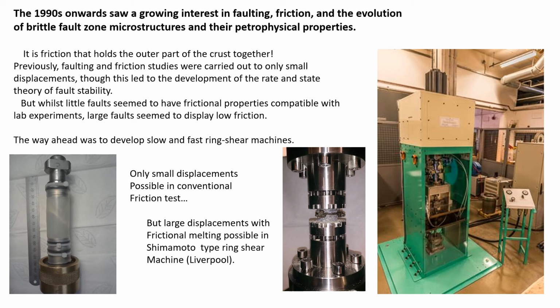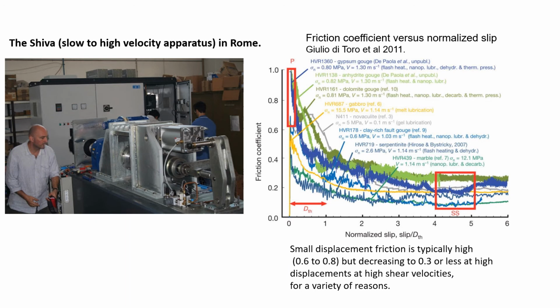Ring shear apparatus had long been used in geotechnics and in soil mechanics to produce large finite displacements, but beefier machines with larger displacement and rate capabilities were clearly needed to understand seismicity and the evolution of frictional properties in rocks at greater depths. Several machines have been developed for tectonophysical applications, such as the Shiva machine here in Rome.